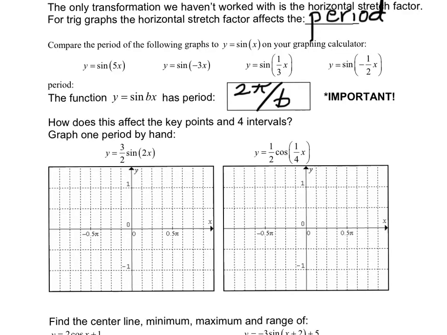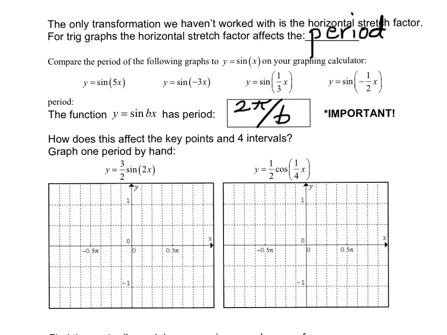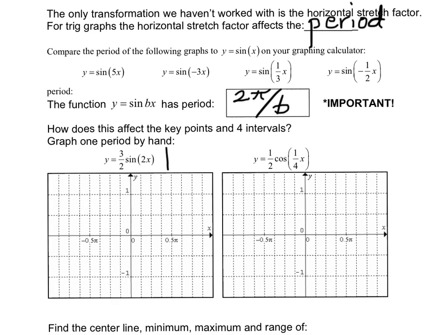For y equals 3/2 sine 2x, my period is 2 pi over b. In this case, that will be 2 pi over 2, which is pi. So I'm going to complete one cycle in pi radians, whereas I used to complete a cycle in 2 pi radians. Notice that I have no vertical displacement, not adding or subtracting anything at the end here, but I do have an amplitude change of 3/2.